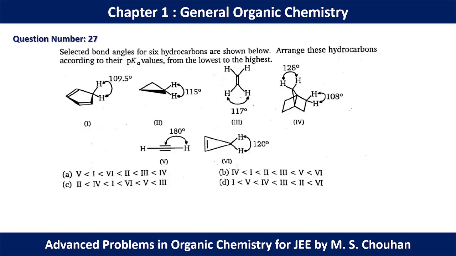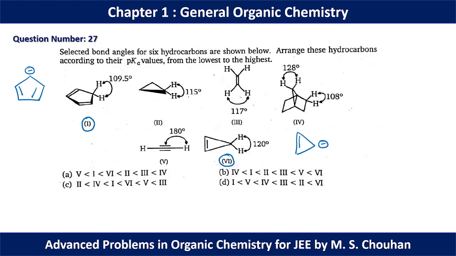For question number 27, it is again a most interesting question. If we start with molecule 1, the conjugate base is aromatic, hence dissociation of H plus is much easier, or it will be the fastest dissociation of H plus, so it will become most acidic. If we go for 6, then the conjugate base is anti-aromatic in nature, so dissociation of H plus is most difficult in this case.